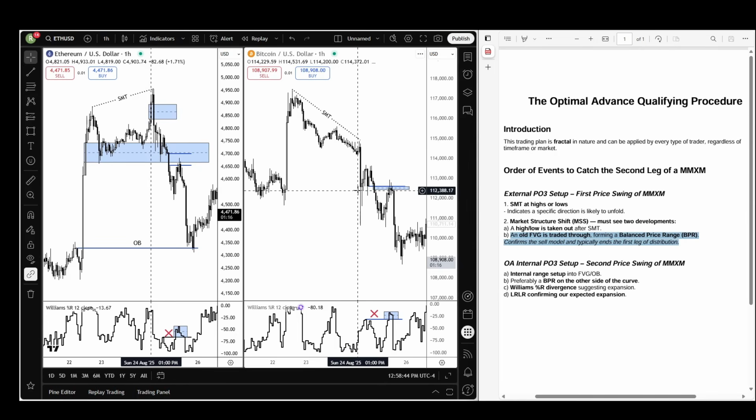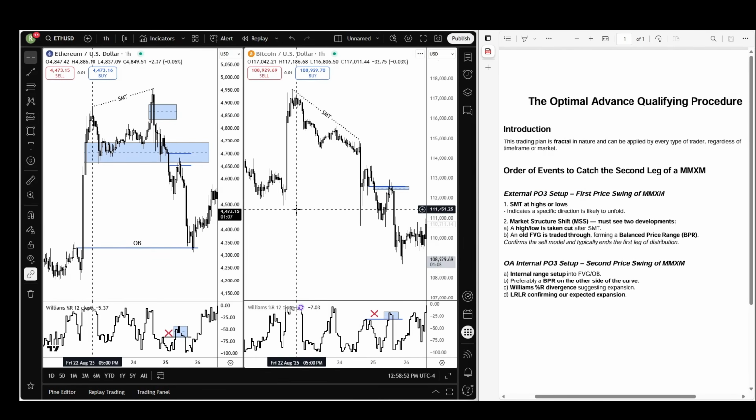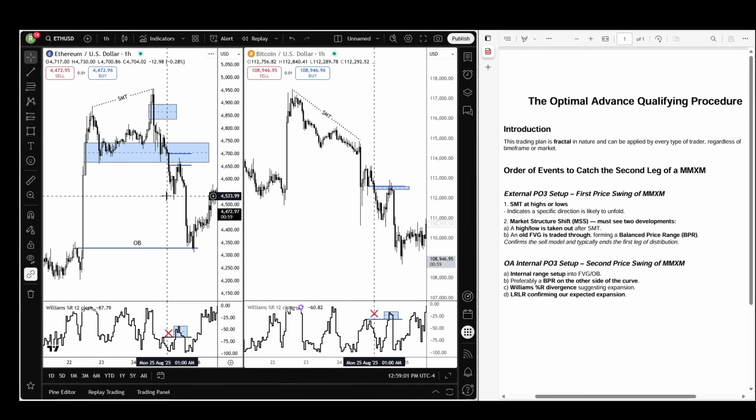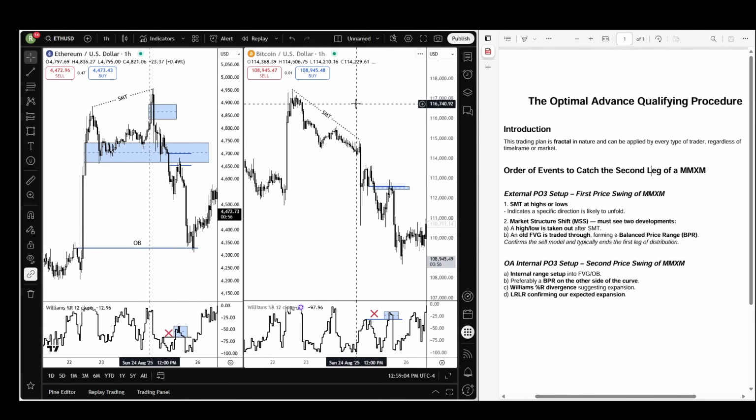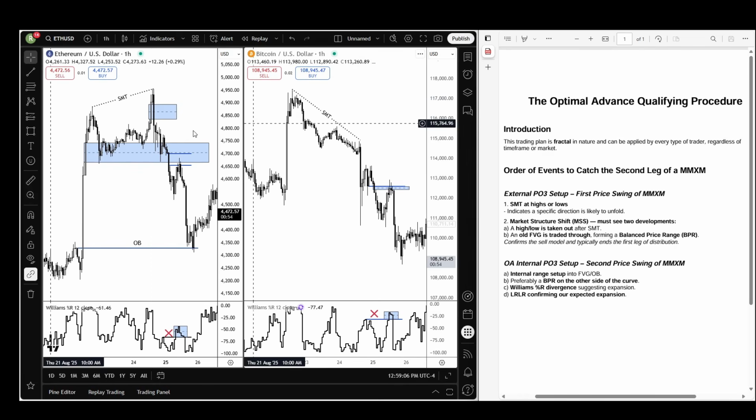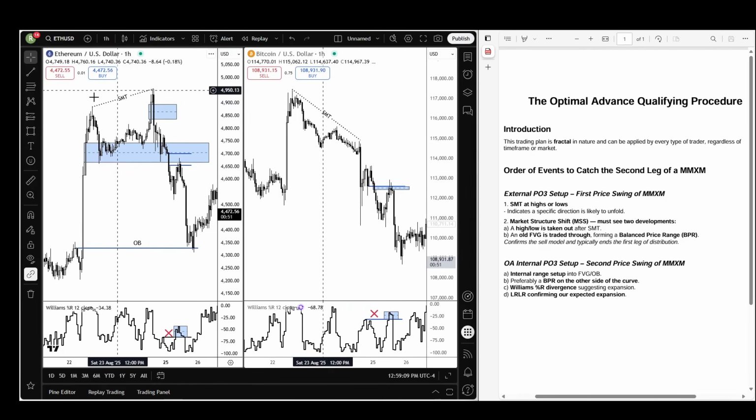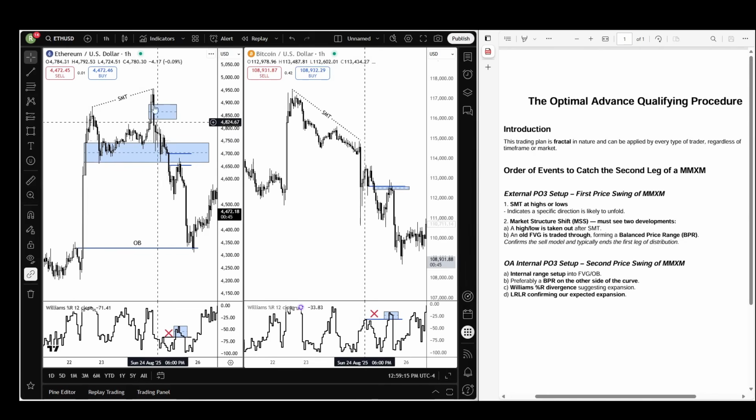What I do want to go over here is the power of three. There are a couple of ways that the power of three will form visually in a chart. This is the external range power of three setup: consolidation, expansion, reversal. There's external range power of three and internal range power of three. This is the external range power of three that we like to see caused by the SMT, and typically this is the first leg of that market maker model. The internal range power of three, which we're going to get into, is the second leg in the market maker model.